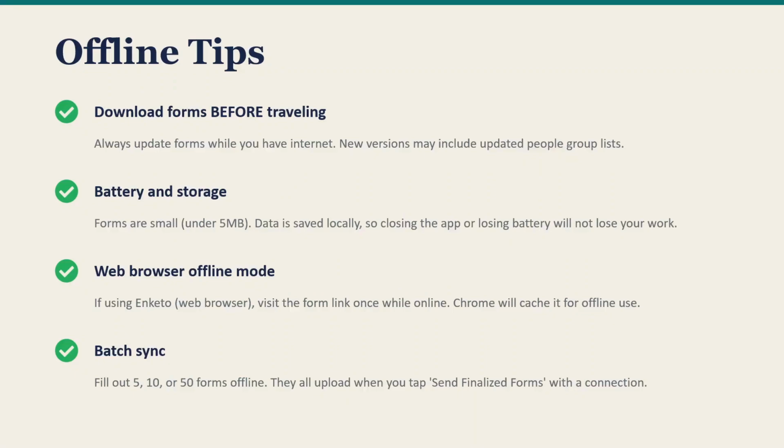Now, if you're offline, be sure to get everything downloaded before you travel. Battery and storage, it's not using a lot of storage. Most forms are under 5 megabytes, and so you can close the app because the data is saved locally. Web browser offline mode, Chrome will cache it for offline use. I would encourage you to practice using the forms offline before you travel. So turn your phone to airplane mode and see how it functions to make sure you don't accidentally lose information that you're gathering. Additionally, in some contexts, it may be better to use a printed form, and we'll be making printed forms available with the questions and space to write out that you can later input onto the form.